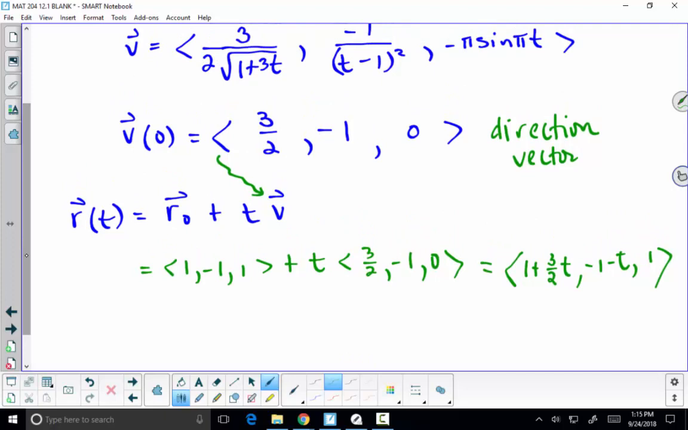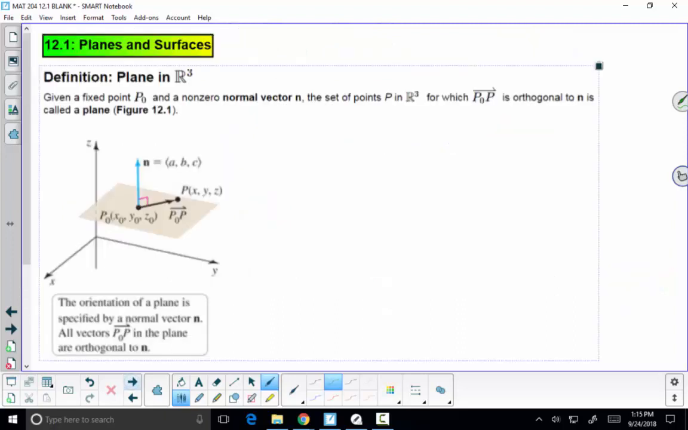All right, let's go ahead and do some math. Wait, 12.1? What the heck? We already did that. Now I gotta figure out how to save those other notes. We're in 12.3.